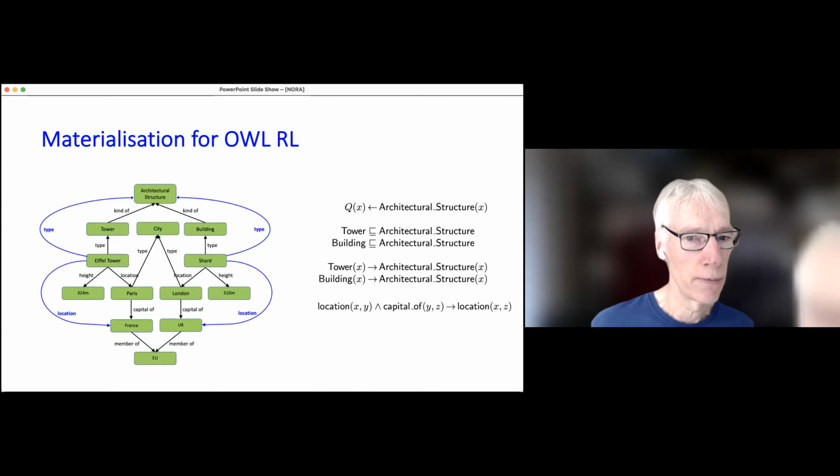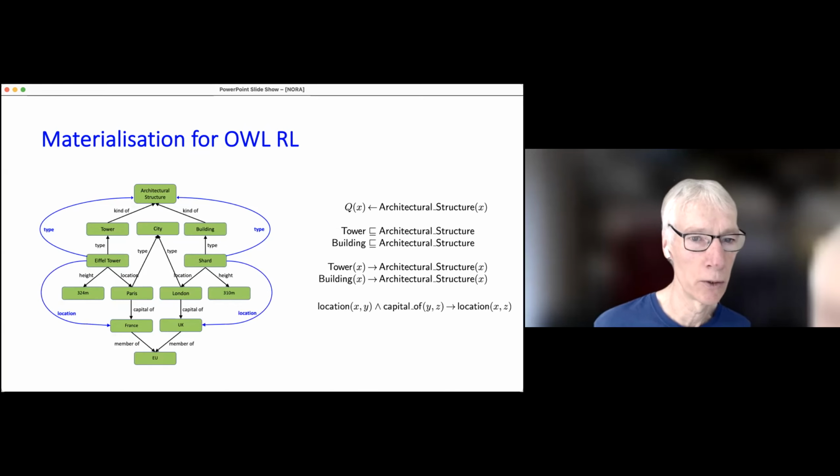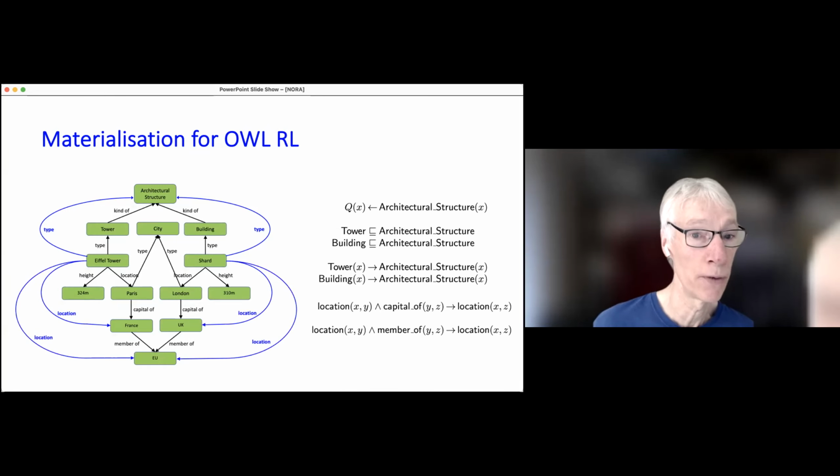This approach has the advantage that it's equally able to deal with the more expressive rules for capturing the relationships between location and capital of, and location and member of. So I could forward chain using these rules and actually materialize these additional edges in the graph, and then I'd be able to answer my query for architectural structures located in the EU.